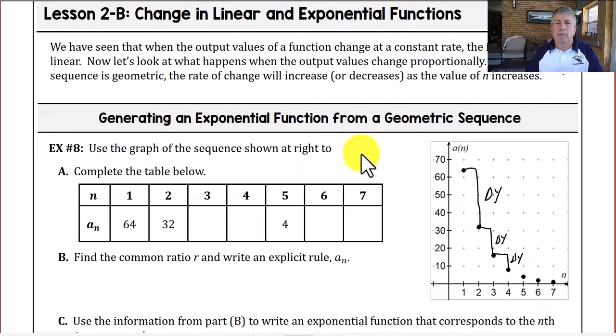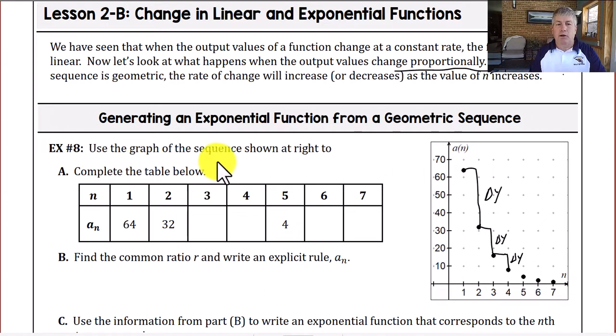Welcome back. The objective of this video is to generate exponential functions from geometric sequences. We have seen that when output values of a function change at a constant rate, the function is linear. Now we're going to look at what happens when the output values change proportionately. So that means we're going to have a fraction or a ratio. When your sequence is geometric, the rate of change will increase or decrease as the value of n increases.